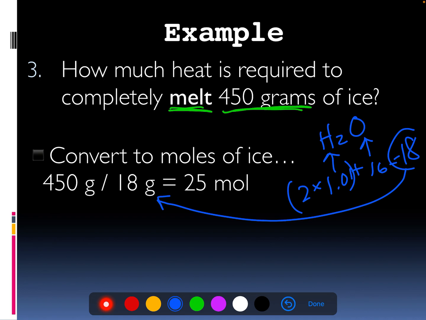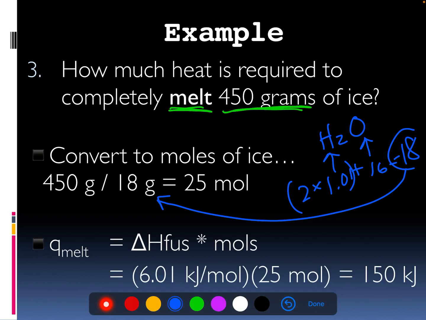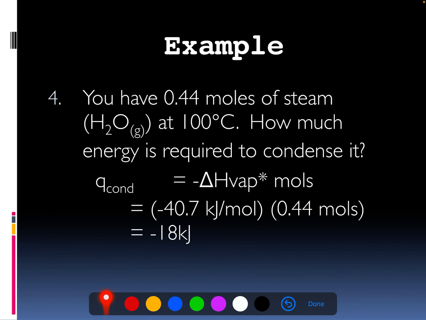So first convert to moles of ice, and then you can go and plug it into the equation. Heat of fusion is always the same, 6.01 kilojoules per mole, times that 25 moles you just found equals 150 kilojoules. Another thing to note is when you do the equation Q equals MC delta T, it's in joules, and when you do these equations, they're in kilojoules.